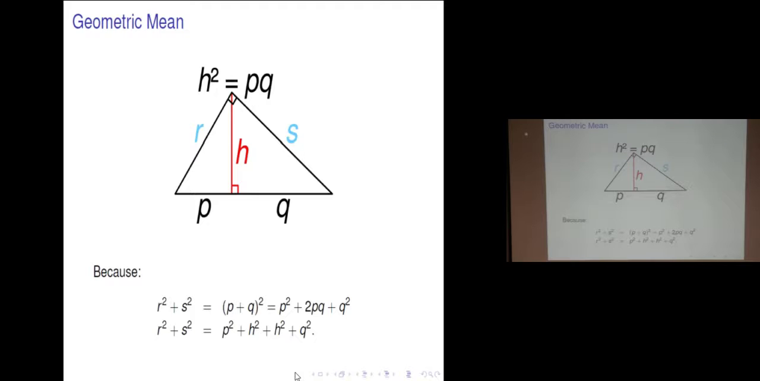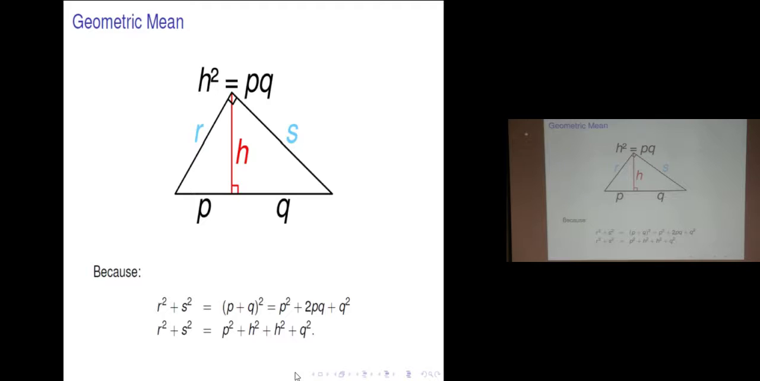Let me try again. Draw P and Q, and then use the midpoint as the center, with radius half of P plus Q, the average. Then you draw this half circle. The half circle will hit the red line somewhere, and this is the H. Now, I don't know whether you learned this geometric fact or not: if you have the half circle, this angle is 90 degrees. This is a fact.